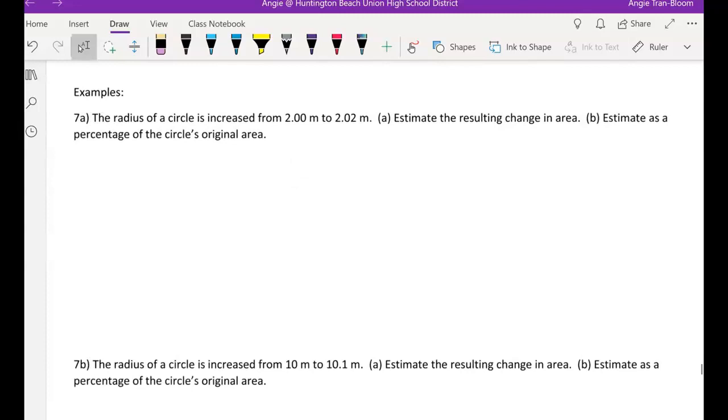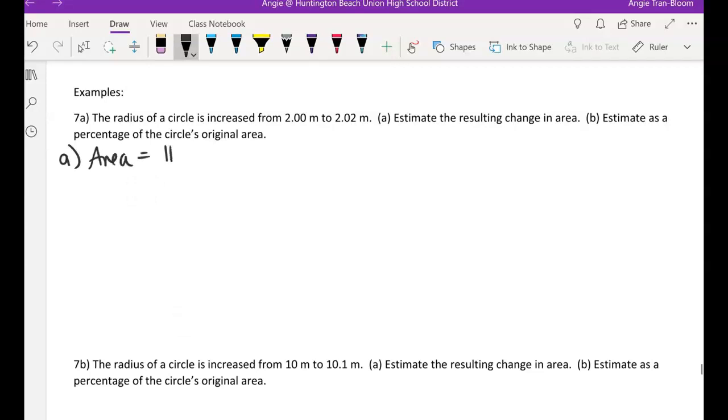Example 7a. The radius of a circle is increased from 2 to a small increase of 2.02 meters. Part A, estimate the resulting change in the area. Estimate as a percentage of the circle's original area, which is good to know, right? If you move the radius 0.02 of a meter, I would like to know the actual number and what percentage that is, okay? So first, we might want to find the area.